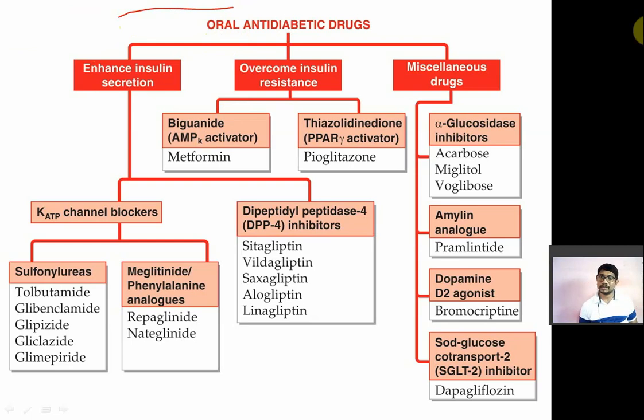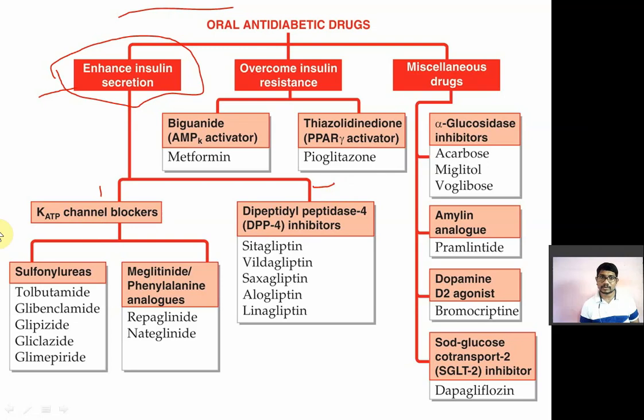Okay. Now there are different classes of oral anti-diabetic drugs. First class is those drugs which increase the insulin secretion. These kinds of drugs will stimulate the beta cells of the pancreas to release insulin, by acting through different factors. In that also you have two subclasses. First one is this and second one is this.